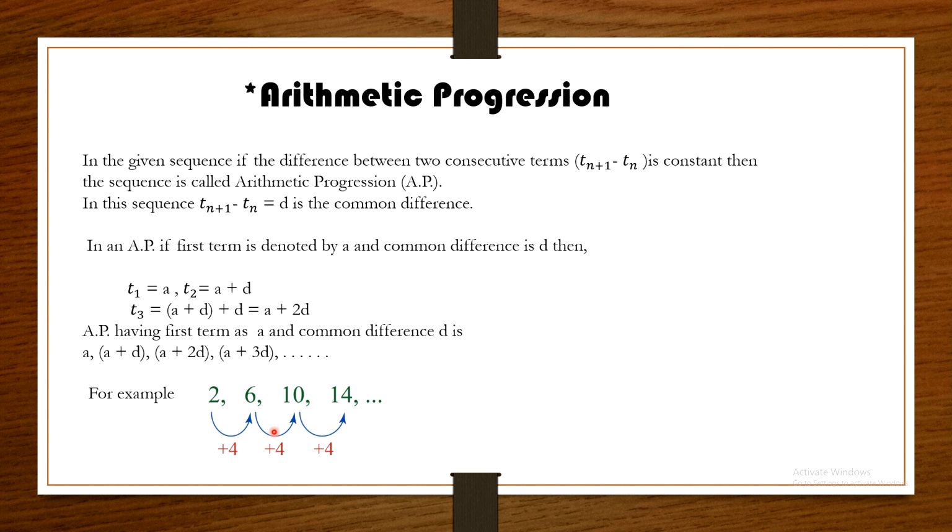Now take one example. Suppose the sequence given is 2, 6, 10, 14. If we have to show that this sequence is an AP, then first we have to find the common difference. The first term is 2, then just add 4, we will get 6, add 4, we will get 10, again add 4, we will get 14. That means the difference between these terms is 4. The value of D is 4, which is a common difference, is constant. So this is an example of an AP. We can find the next terms of this AP.